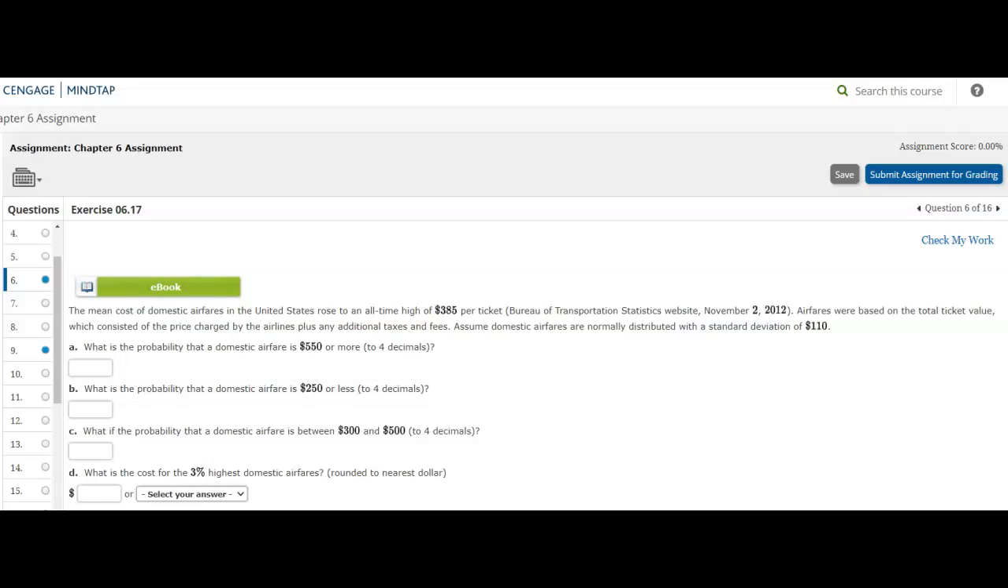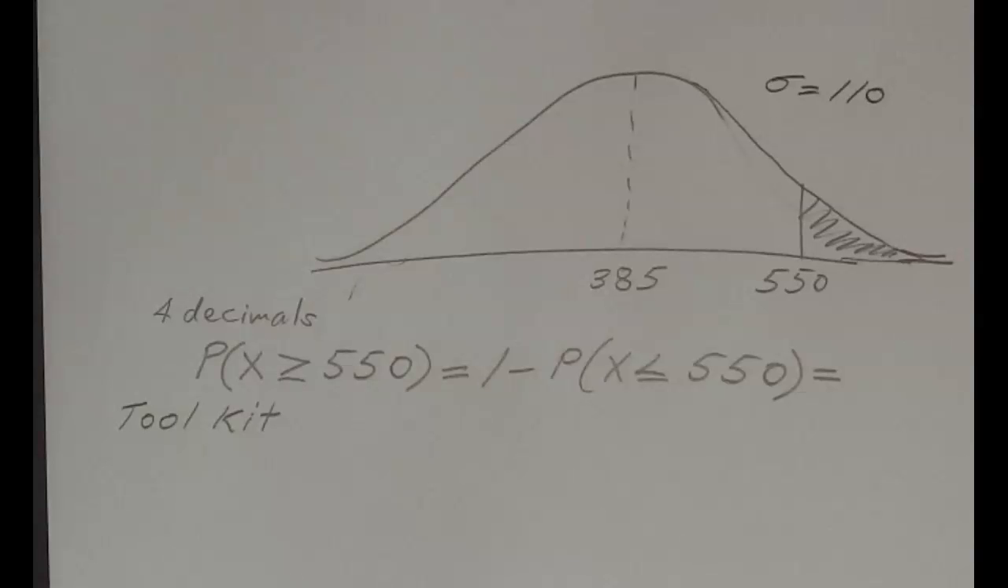Okay, we're going to use this problem as an example of how to solve a normal probability distribution problem using the Stats Toolkit. So pause the video and read the problem. For part A, this is how you would set up the problem.